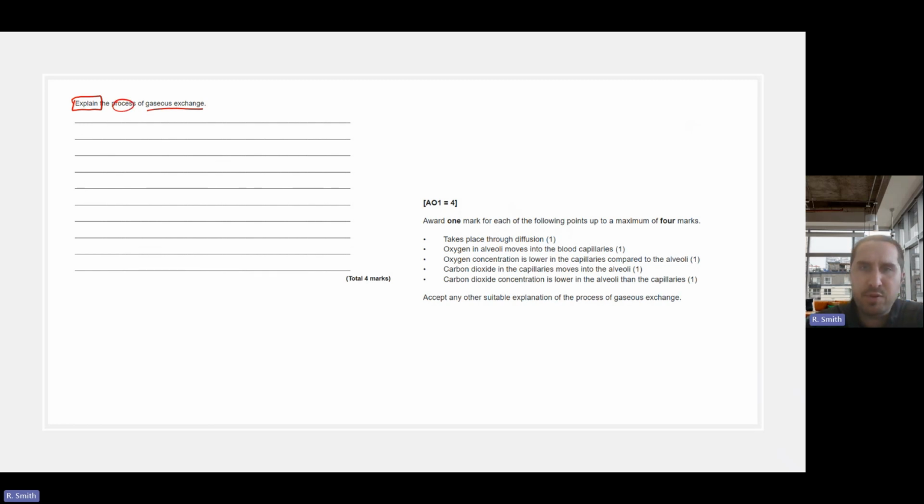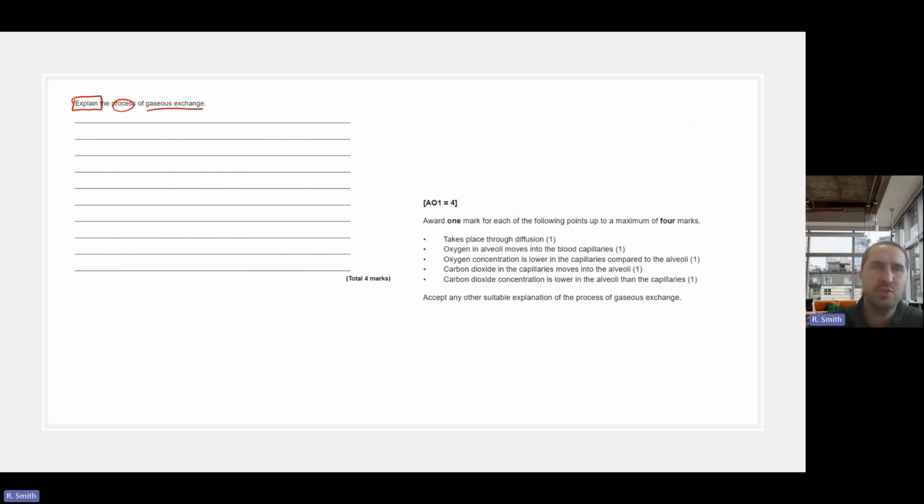So it takes place through diffusion. Oxygen in the alveoli moves to the bloodstream. The oxygen concentration is lower in capillaries, so we've got that concentration gradient moving from an area of high concentration to an area of low concentration. And then the other part of this is carbon dioxide moves from capillaries into alveoli. We've got that gaseous exchange again from the bloodstream into the alveoli. And then in this case as well, the carbon dioxide concentration is lower in the alveoli, hence the movement from high to low concentration.